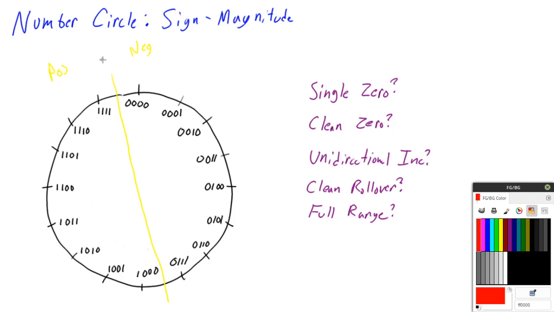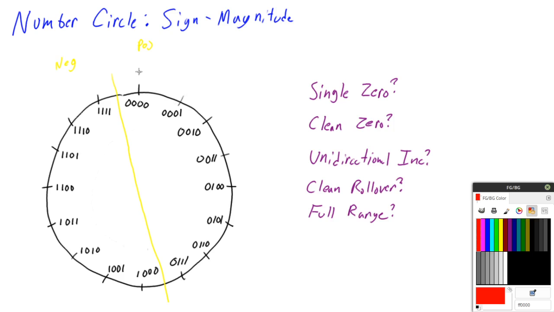So the way this works is the most significant bit tells us our sign. Oh, sorry, I wrote that the wrong way, didn't I? Hopefully you caught that right. This is negative. This is positive. There we go. That's better. So this 0 represents a positive number, and then the other 3 bits, the least significant 3 bits, tell us our value, or our magnitude.